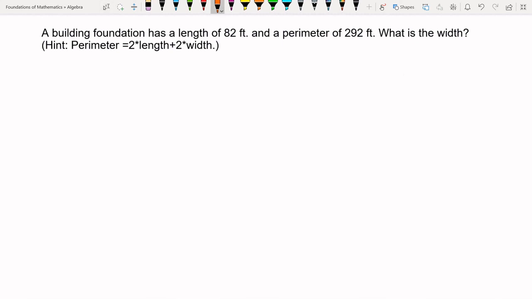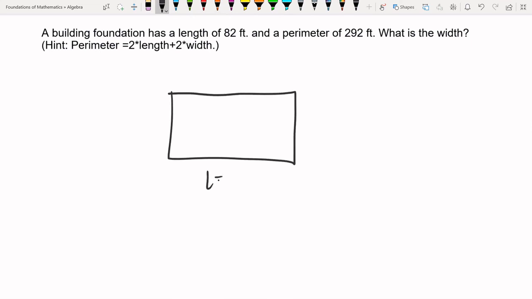We have a building foundation that has a length of 82 feet and a perimeter of 292. What is the width? In this case, we can actually do a picture. The length is 82 feet. We don't know what the width is, that's what we're trying to find. And the perimeter equals 292.